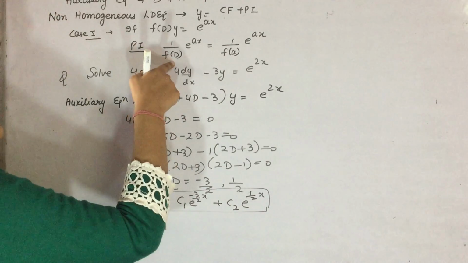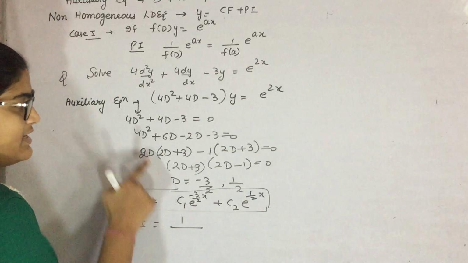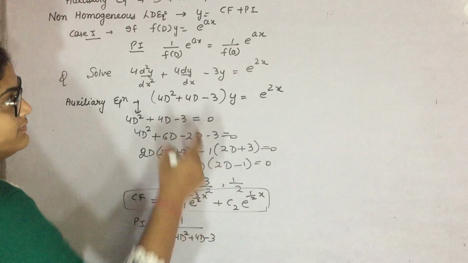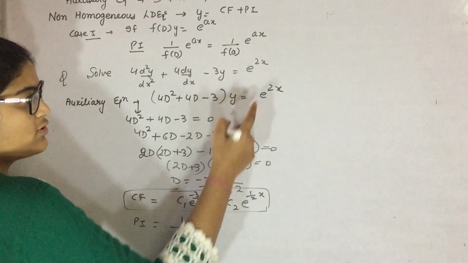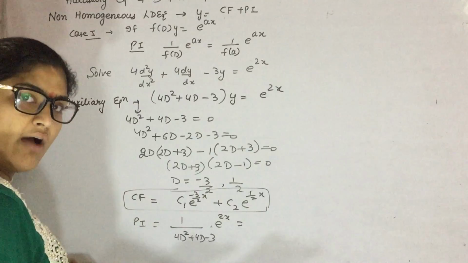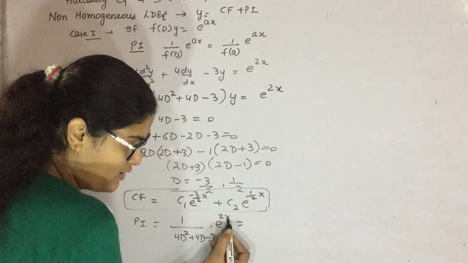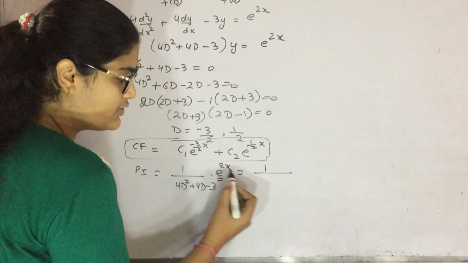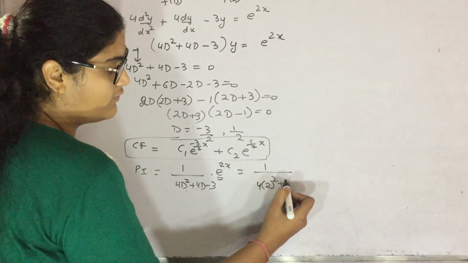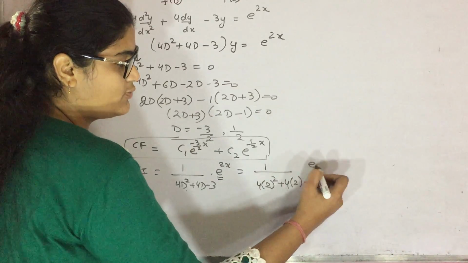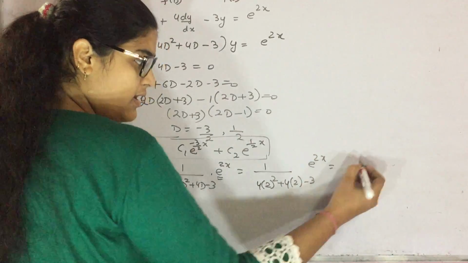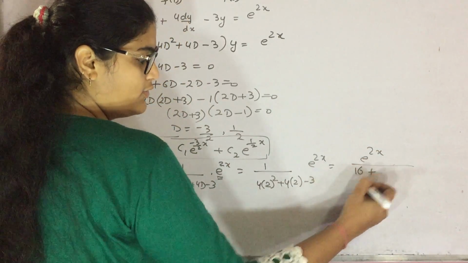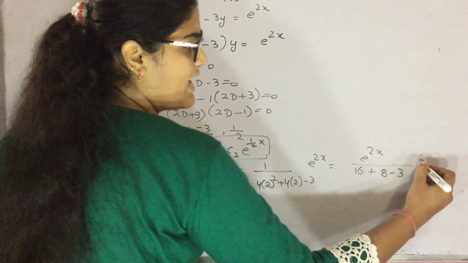For the particular integral, you use the form 1 upon f(D). Your f(D) is 4D² + 4D - 3, into your right-hand side, which is e^(2x). Now simply substitute the coefficient of x in the power of the exponential in place of D, which is 2 here. So 4(2)² + 4(2) - 3, times e^(2x). What will you get then? e^(2x) over 4 times 4 is 16, 4 times 2 is 8, minus 3.